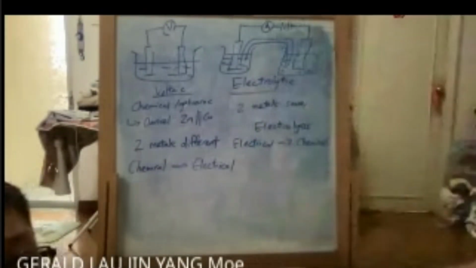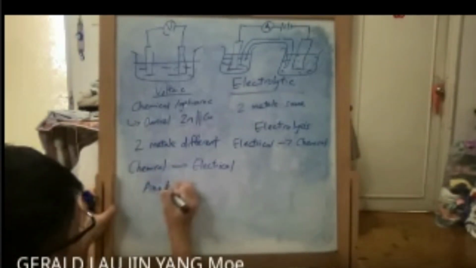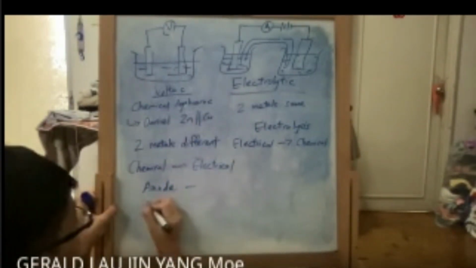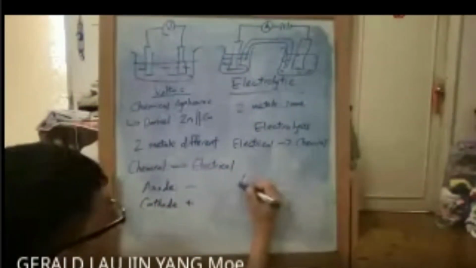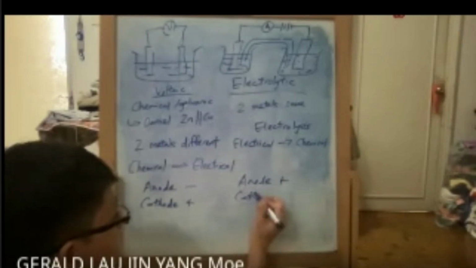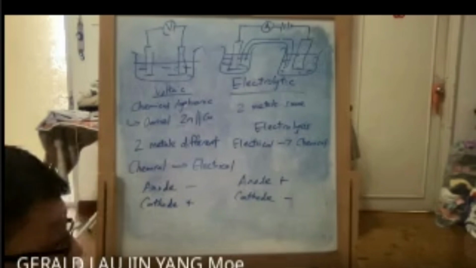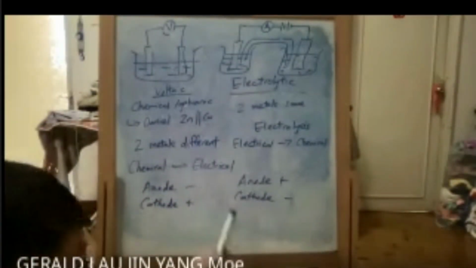Two electrodes, two electrodes. Anode, cathode. Anode here negative, cathode positive. Anode here positive, cathode here negative. Okay, I know someone is confused already, or you complain already. Never mind. Basically, the anodes share the same feature.